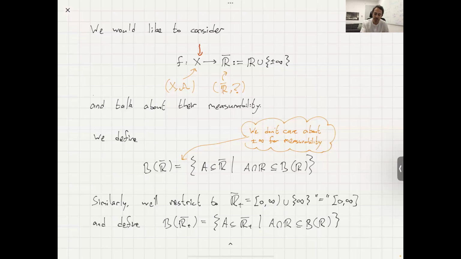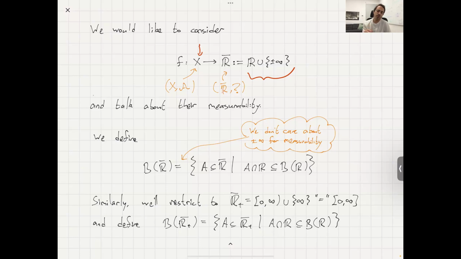So I need to define the measurable set, the sigma algebra here. It's not going to be the Borel sigma algebra, because the Borel sigma algebra is only for the reals and it doesn't include these weird plus minus infinity symbols. So we need to define those. We need to define the sigma algebra for that set.